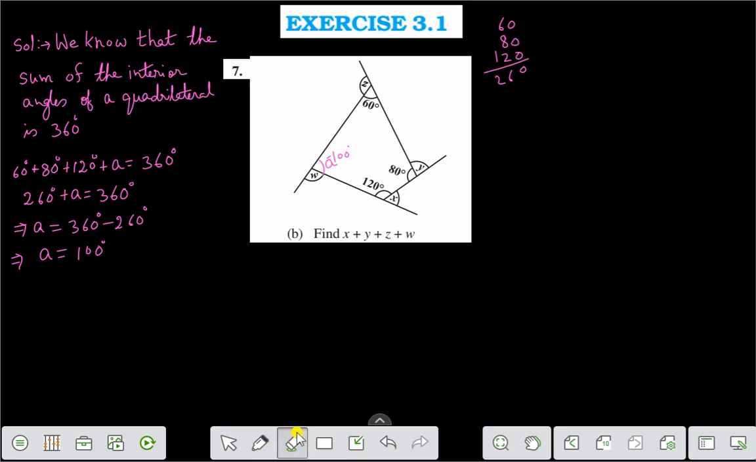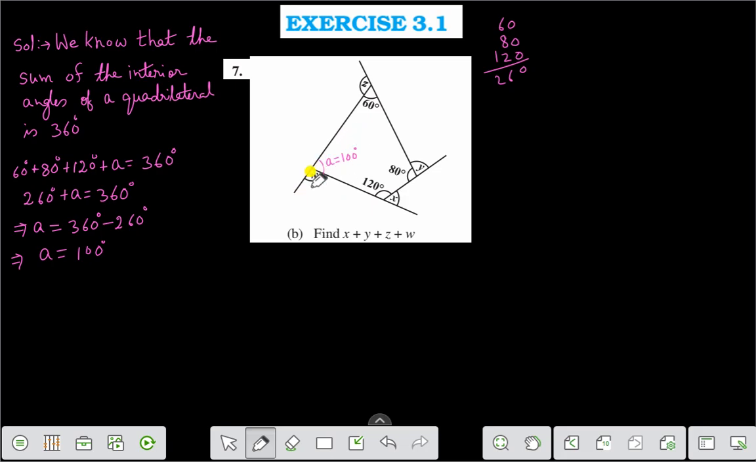Here we found that the value of a is equal to 100 degrees.